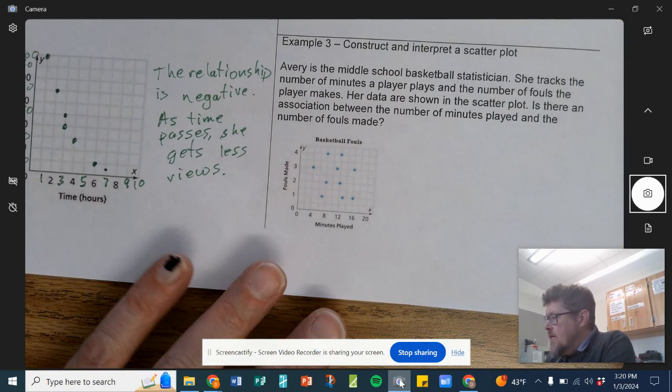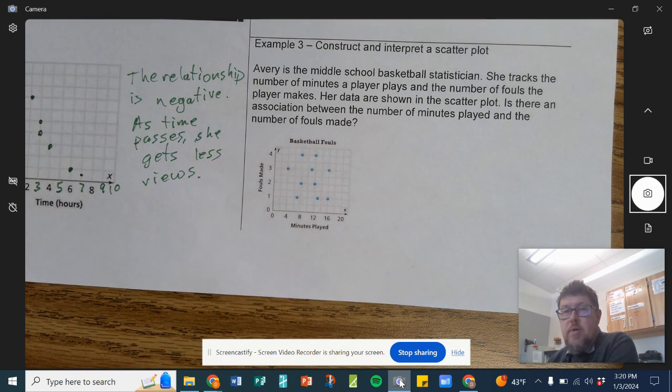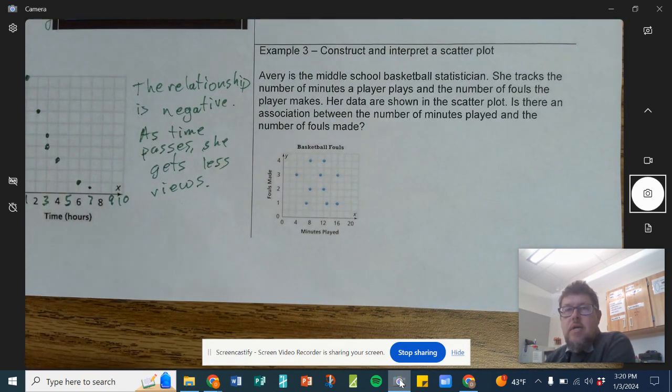Example number 3. Avery is the middle school basketball statistician. She tracks the number of minutes a player plays and the number of fouls a player makes. Her data, I know it sounds weird to say her data are, but data is plural and data is singular, so that is correct. Her data are shown in the scatter plot. Is there an association between the number of minutes played and the number of fouls made?